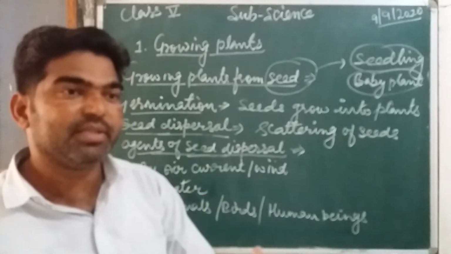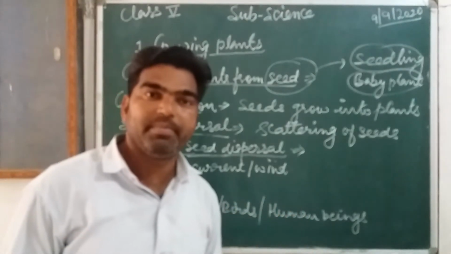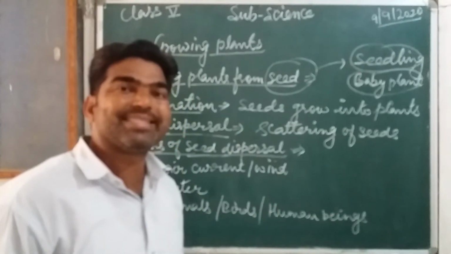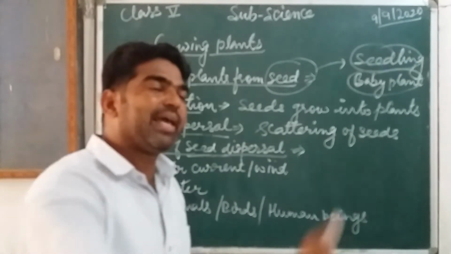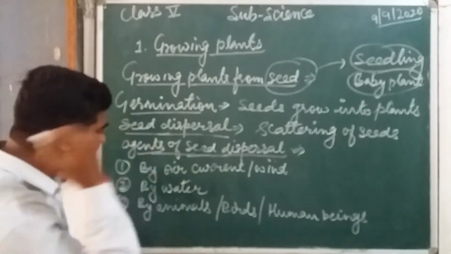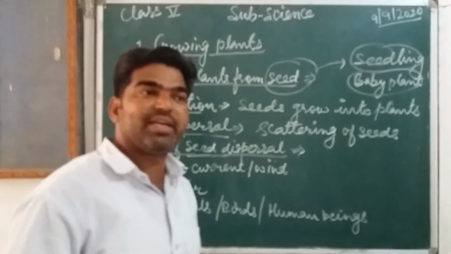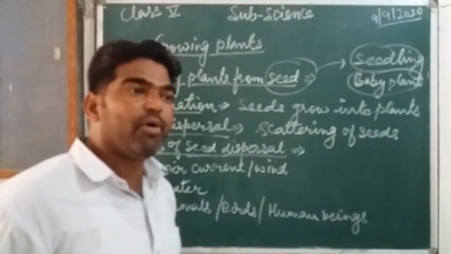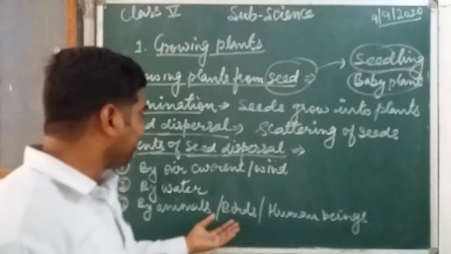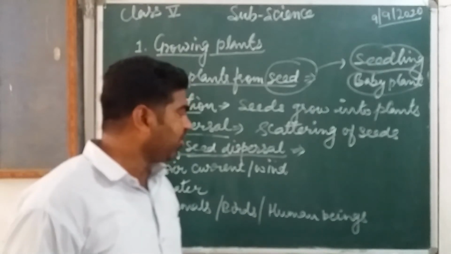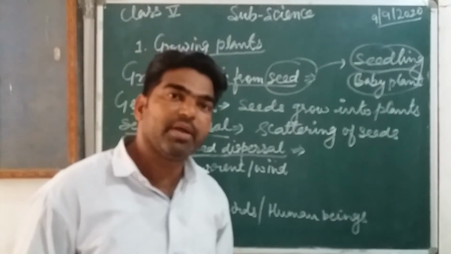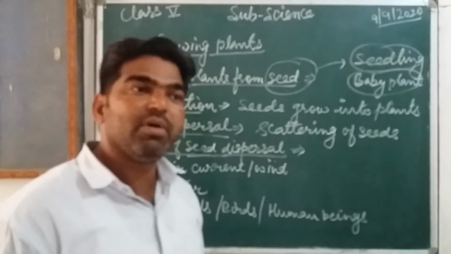For example, the seeds of a dandelion become very light in weight and have wing-like structures, so they can easily be blown away by the wind or air current. By animals: some seeds have hooks that stick to their body and can be transferred to some different places. Birds and human beings also play a very important, crucial role in carrying seeds from one place to another.